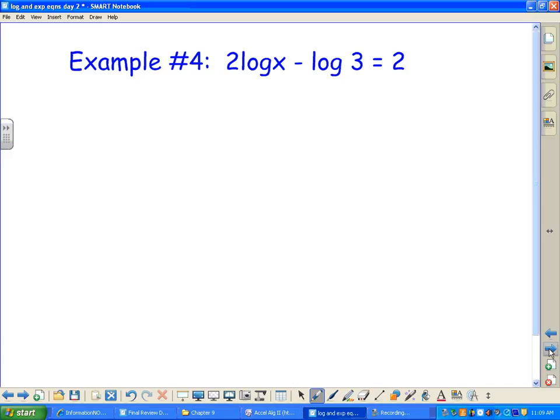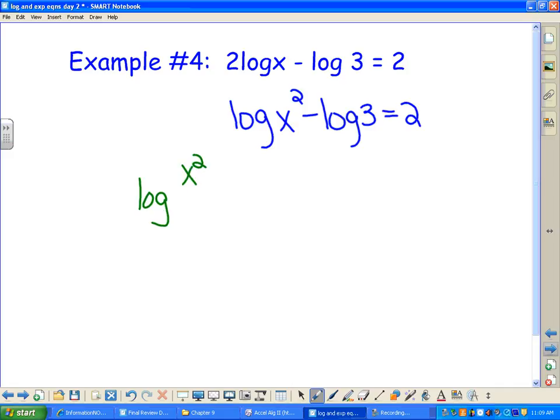Now, when you go to condense, what do you have to take care of first? That 2. What does that 2 become? An exponent on the x. So we get the log of x squared minus the log of 3 is equal to 2. Okay, we still have 2 logs, but from your properties of logs, you know that it's going to turn into division. So we're going to have the log of x squared divided by 3 is equal to 2.